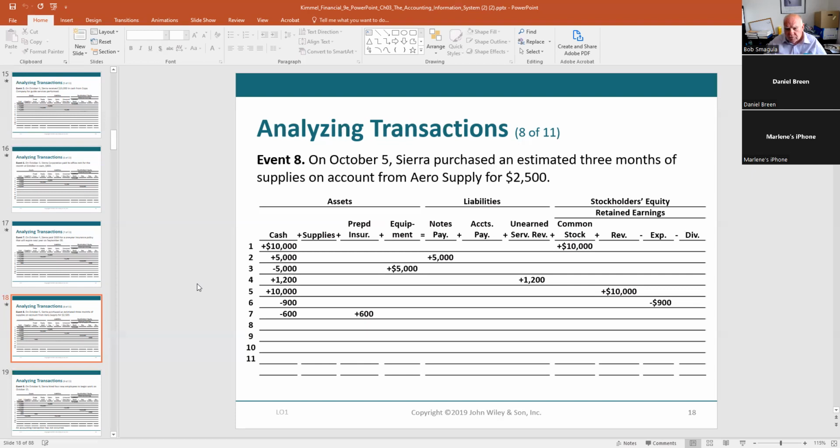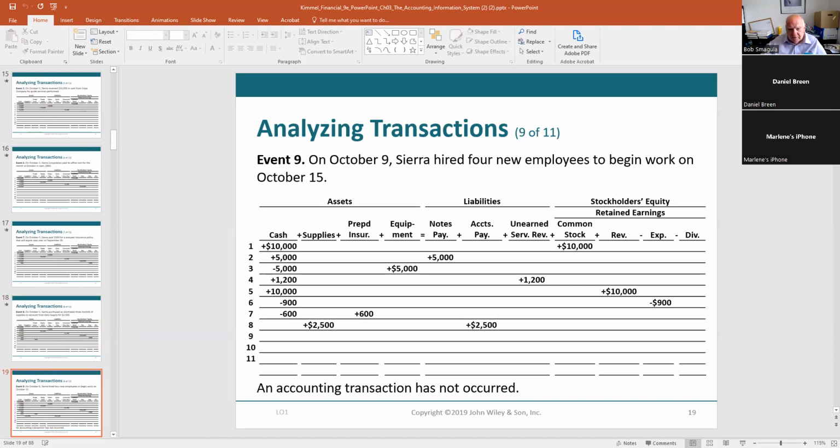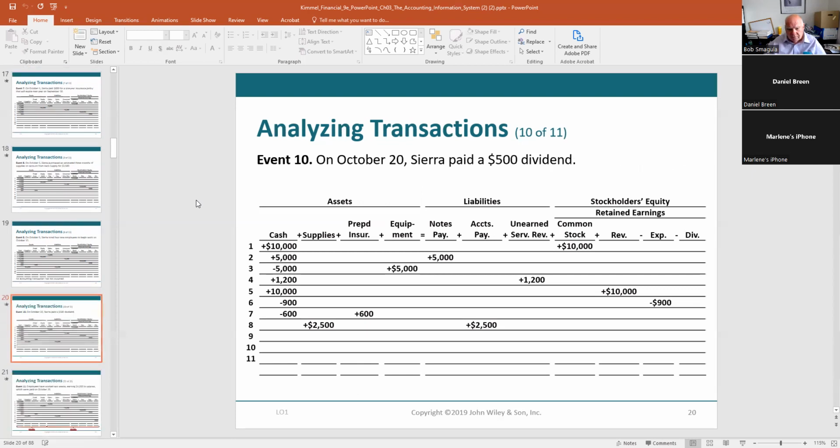So here we purchased 3 months of supplies. That's an asset. So supplies are going to go up $2,500, and accounts payable went up. Sierra hired 4 new employees. They're going to start work October 15th. Well, that doesn't mean anything. That's not a transaction. So line 9 would be blank.